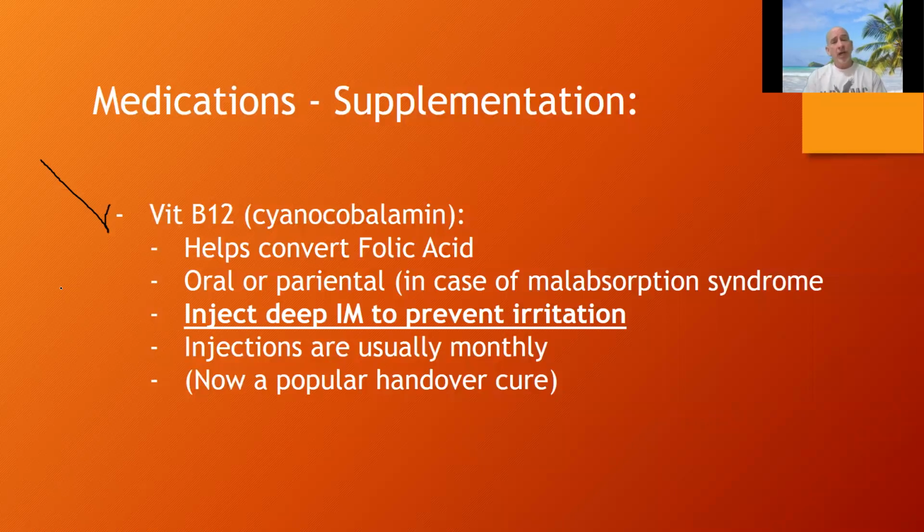It can be oral, it can be a shot. It can be a little irritating to the tissue, so the deeper you can get it into the tissue, the less irritation you will likely have at the site. They usually get an injection once a month, and B12 helps dramatically with hangovers. So now it's really popular for people in Vegas to go to a local clinic and get a vitamin B12 shot and a liter of saline for their hangover. I figure if you have to do that for your hangover, you need to drink less.